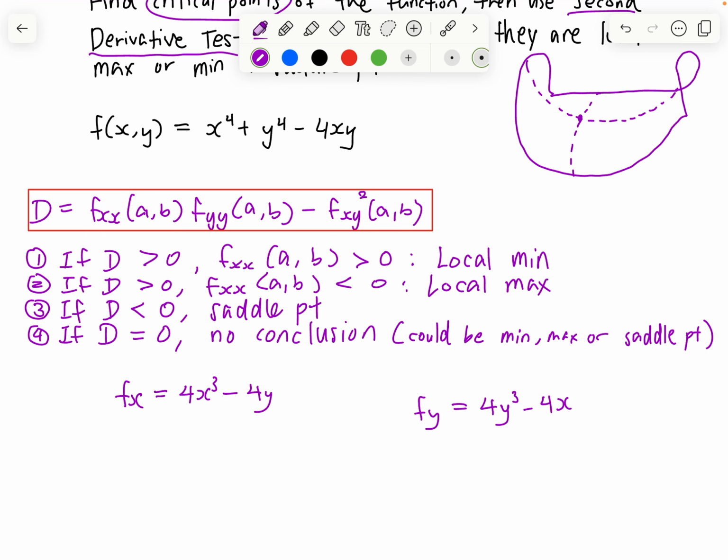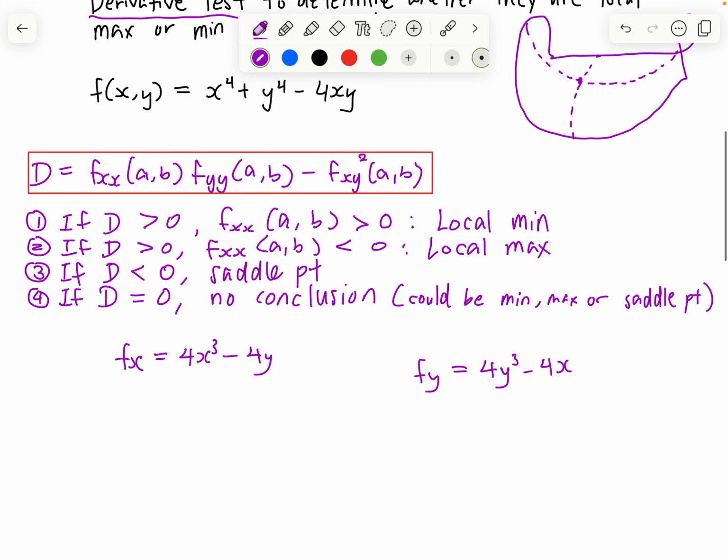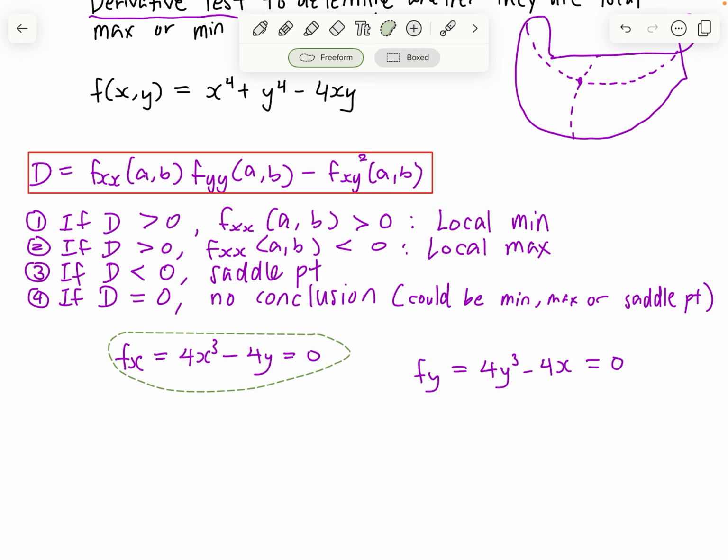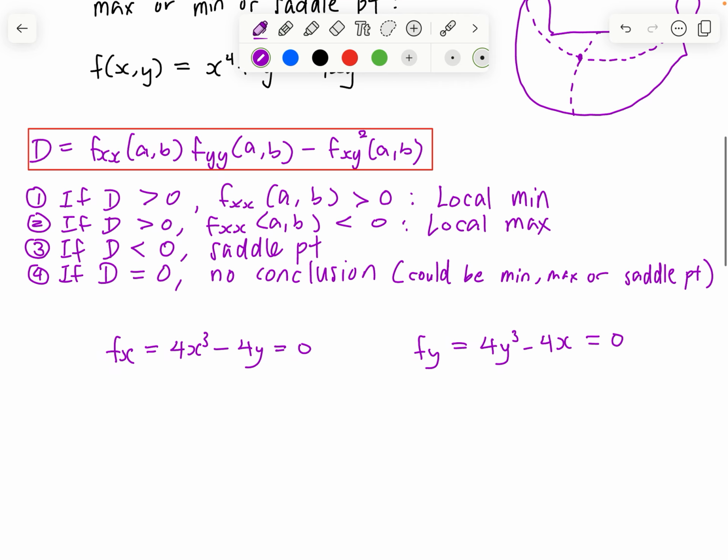The second step, remember, is that to find critical points we set the derivatives equal to 0, so we set both of these equal to 0. The end goal of finding critical points is to find a coordinate, which means we want to find what x and y are. You can treat this as a system of equations. It can be done in different ways, but basically the end goal is to find x and y.